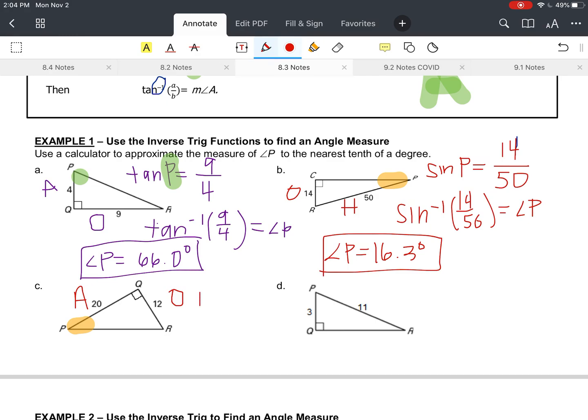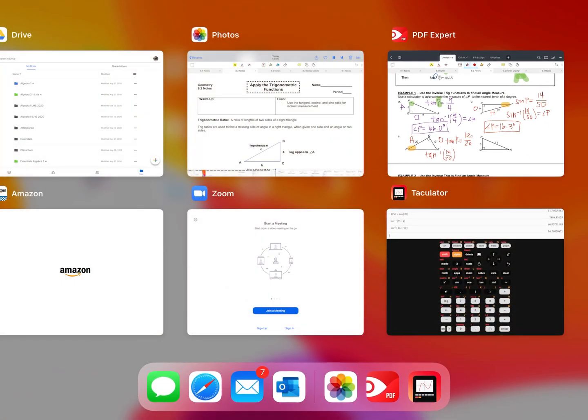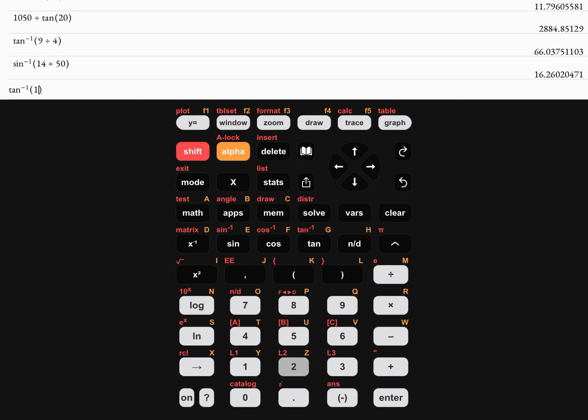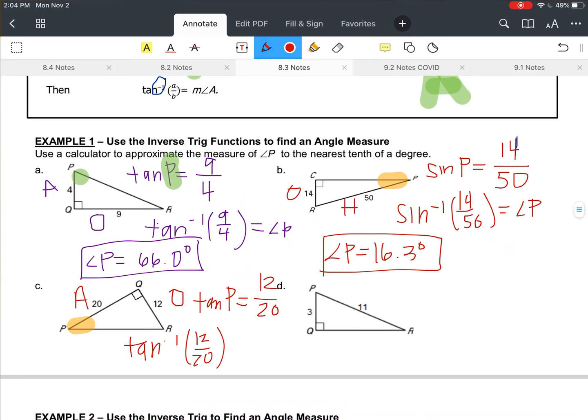Angle P in this case is right there. 12 will be opposite and 20 will be adjacent, so I'm going to use tangent. So the tangent of P will be equal to 12 over 20. So we have to use the inverse tangent to find the angle. So I'm going to do 12 over 20 inverse tan. And then in your calculator, press shift, tangent, 12 divided by 20. Press enter. You're going to get 30.96, which rounds to 31.